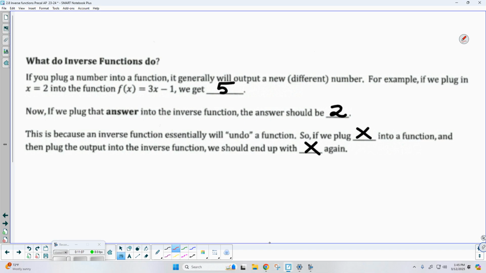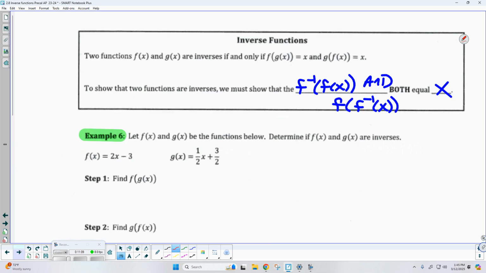So this leads us into our next set. Yes or no, if we're given two functions, are they going to be inverses? Well, two functions f and g are inverses if and only if the composition of those two functions in both directions gives me x. Now, if we go ahead and write that with the notation we've been using, we want to show that f inverse of f and f of f inverse both equal x.